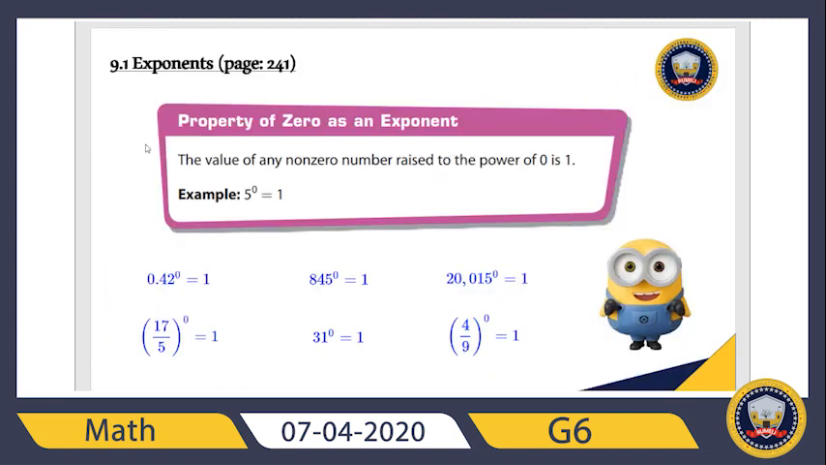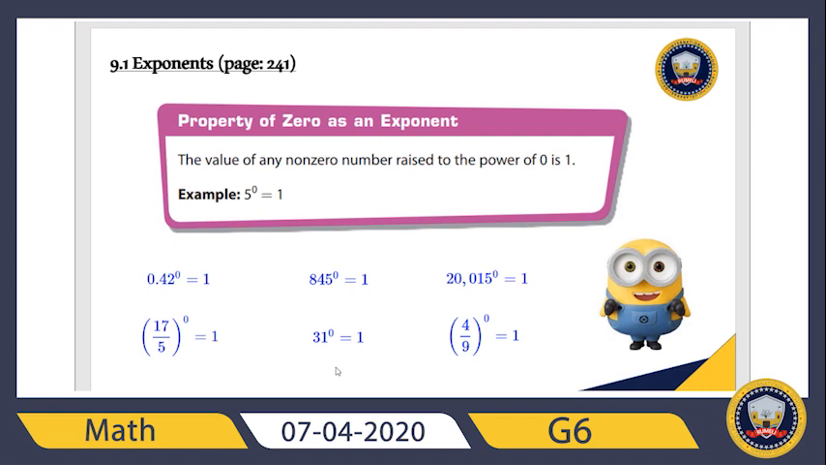Let's start with the property of the zero exponent. So here we define something. Any number that is raised to the power of 0 is always 1, okay, except for 0. For example, 5 to the power of 0 is 1, 0.42 to the power of 0 is 1, 845 to the power of 0 is 1, 20,015 to the power of 0 is 1, 17 over 5 raised to the 0 is 1.